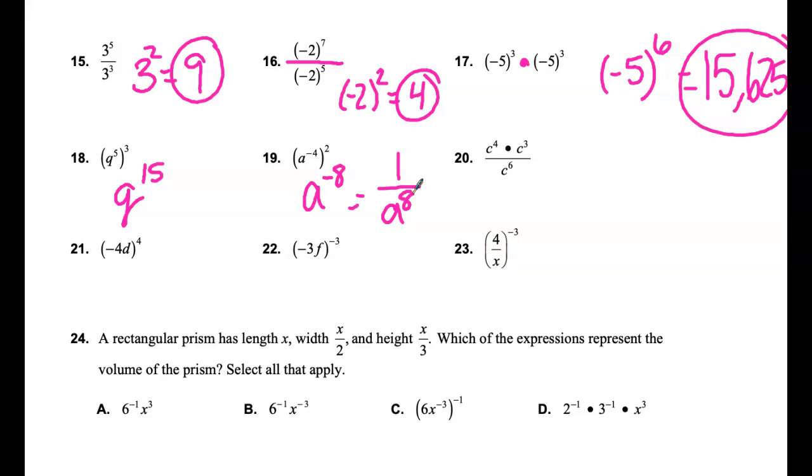Number 20, I think I did this one with you guys, didn't I? Yes. Okay, so we add to start with, so it'd be c to the 7th over c to the 6th, which that was bad. So then you just get c to the 1st. So it should just be c.